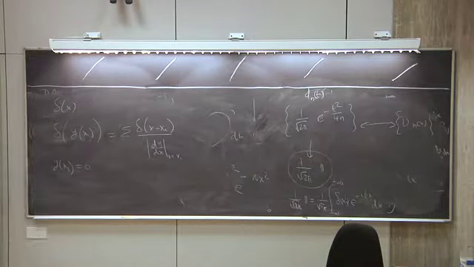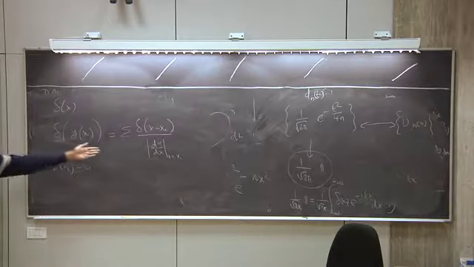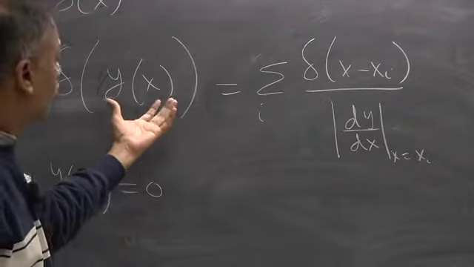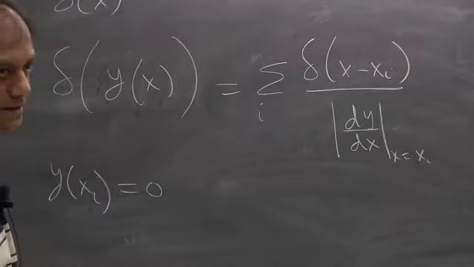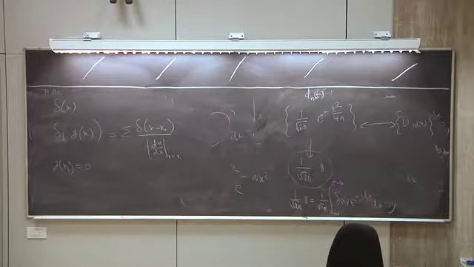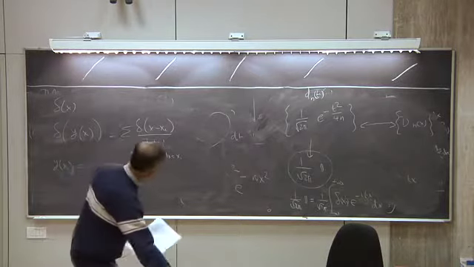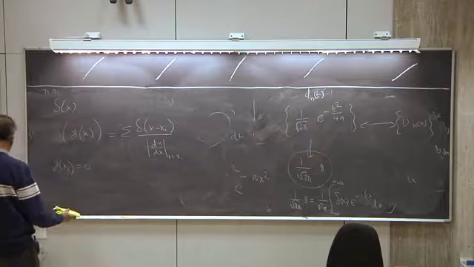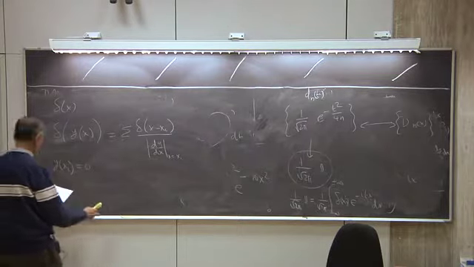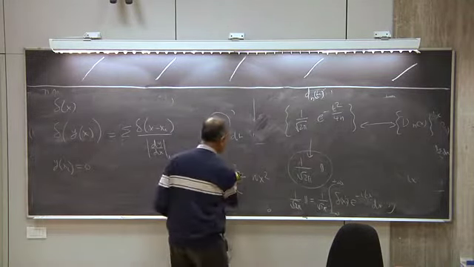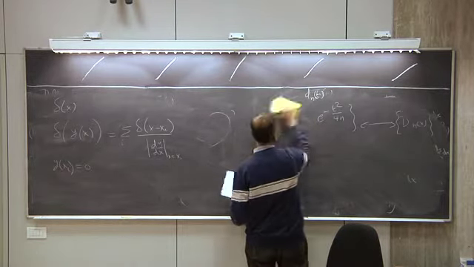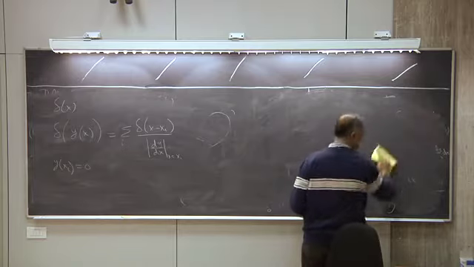So there could be several i's depending on how complicated this function is. Okay, so this is a useful formula, and how do you prove this? It's just obtained by evaluating that expression.